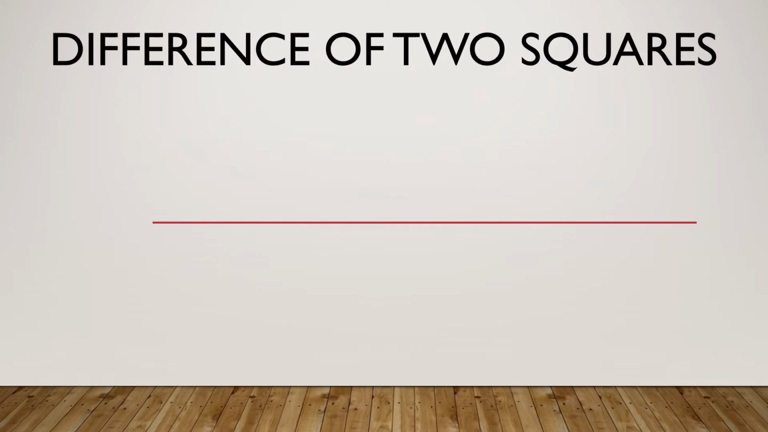Okay, let's proceed now to the difference of two squares. Suppose you have x squared minus 36 equals 0. So it's a difference of two squares because of the minus sign. Then two squares because the square root of x squared is x and the square root of 36 is 6. So they are perfect squares. That's why it's called difference of two squares.